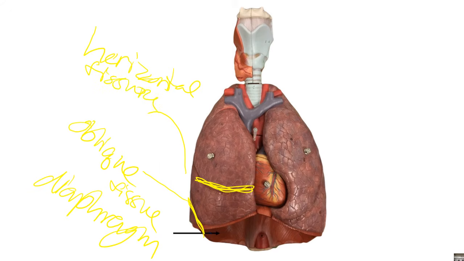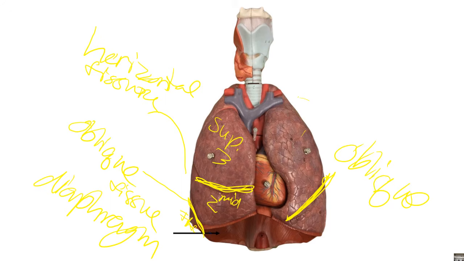Now that divides the right lung up into 3 lobes, right? 1, 2, 3 lobes. So the superior lobe up top, the middle lobe in the middle, and then the inferior lobe at the bottom. The left lung over here only has this one fissure. So that's dividing it up into only 2 lobes, right? The superior lobe and the inferior lobe.